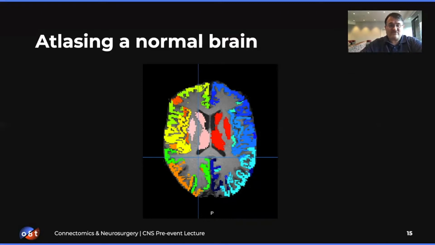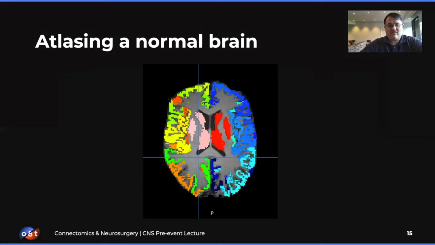And so in order to really solve that question, the first step you had to be able to do is to atlas a brain. By that I mean to take an individual, that, for example, one you're planning on operating on or treating, and define where those parcellations, those brain regions are.